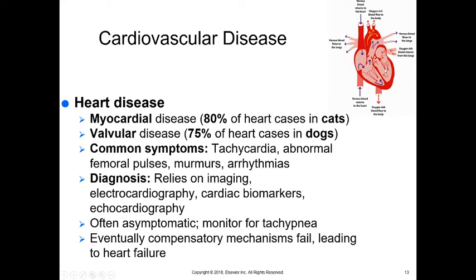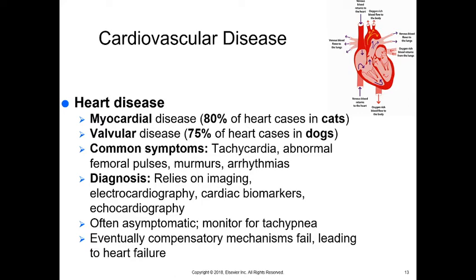So the heart is a muscle that pumps blood in a certain direction through these valves, which are doors. And if these doors are not closing correctly, then the blood won't pump efficiently through the heart. So it will go in the wrong direction. It will build up in the heart and will cause more problems.